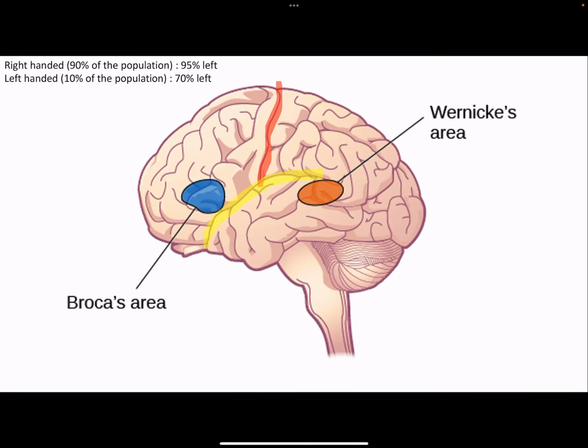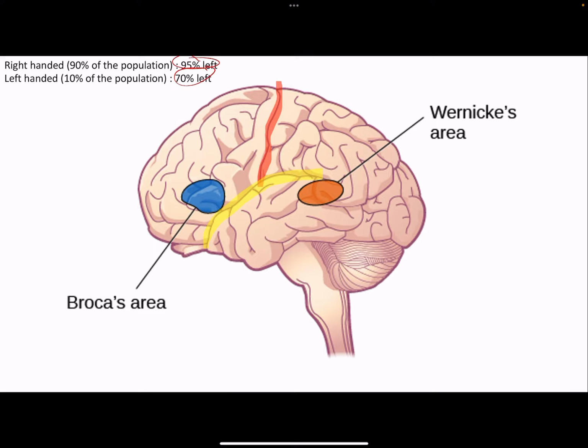Cool, epic. All right, so most people are right-handed, 90% of the population. And if you're right-handed, your left brain is dominant. And so then the language center will be on the left side for 95% of right-handed people. Now, if you're left-handed, that means that your right brain is dominant. But it's weird that, even if you're left-handed, you still typically have the language center on the left side. For left-handed people, 70% are still going to have the language center on the left.